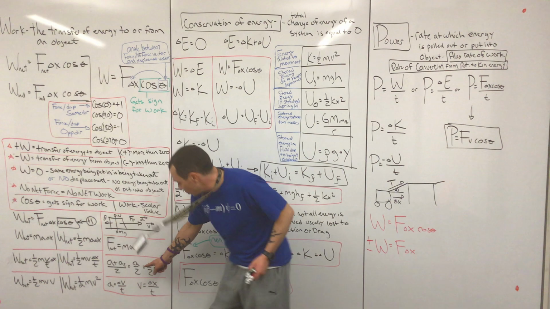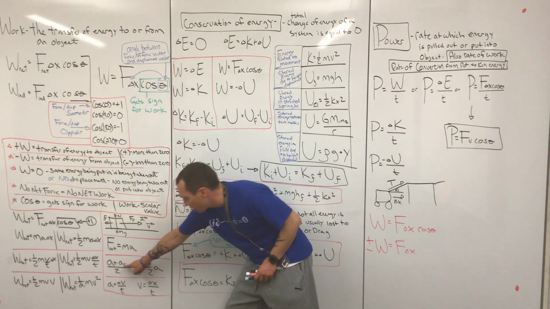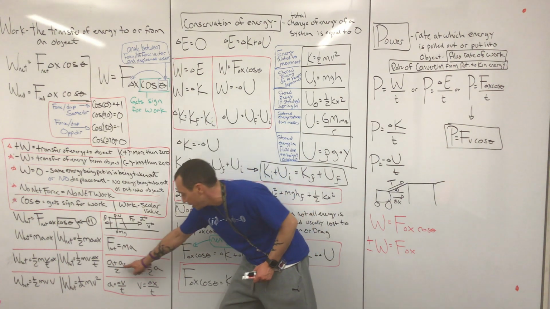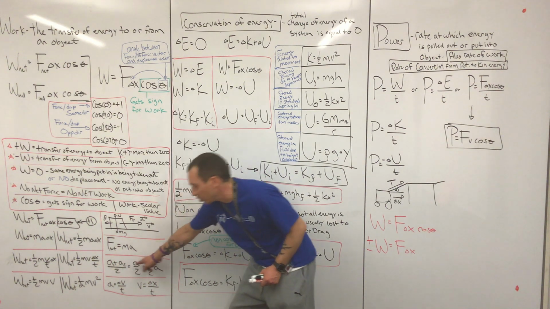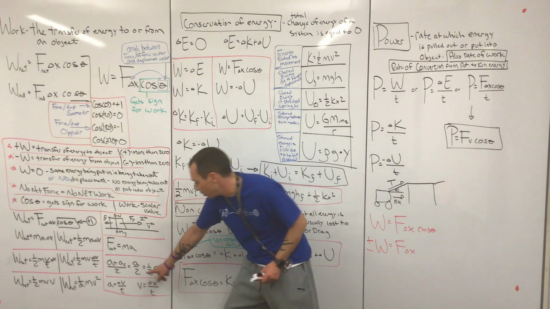Well, with work, we use the average acceleration. So there are three ways to write average acceleration. I can add two acceleration values together and divide them by 2, or add 3 acceleration values and then divide them by 3.